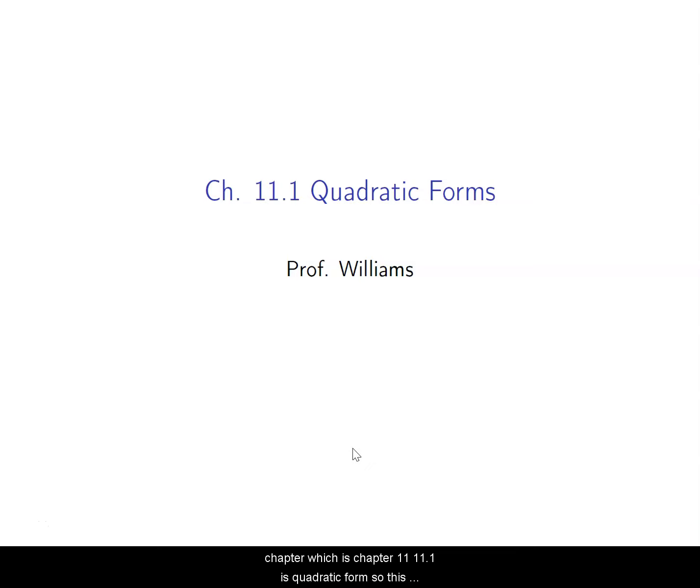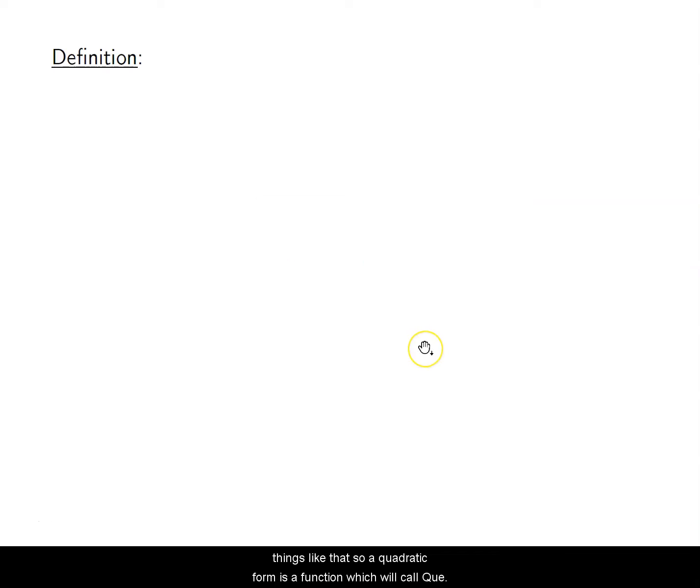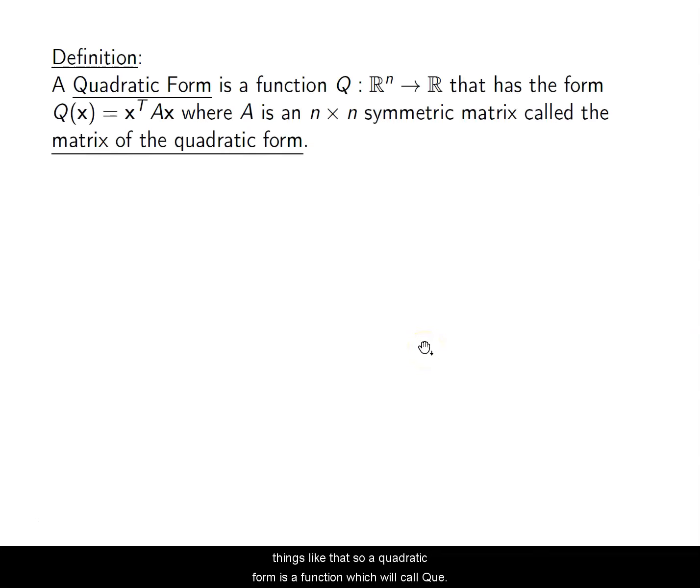11.1 is quadratic forms. This is how we are going to relate linear algebra to conic sections, basically. So hyperbolas, ellipses, parabolas, things like that. So let's go over the definition first.